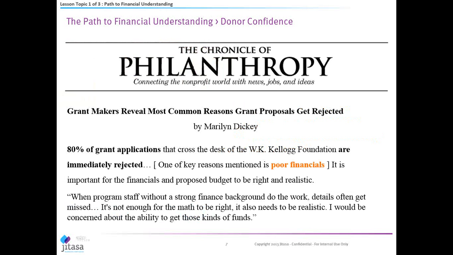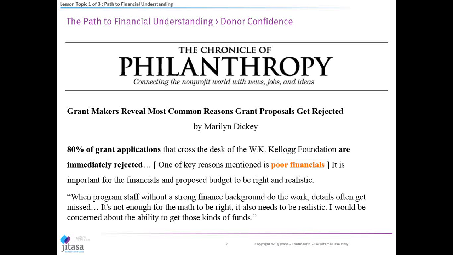Another great example of this is an article from the Chronicle of Philanthropy, where they interviewed a bunch of different grant makers and foundations to look for the most common reasons why proposals are rejected. And the W.K. Kellogg Foundation said that 80% of all grant applications that come to them are immediately rejected. And one of the key reasons mentioned was poor financials.